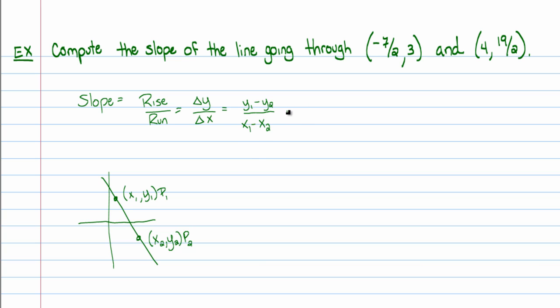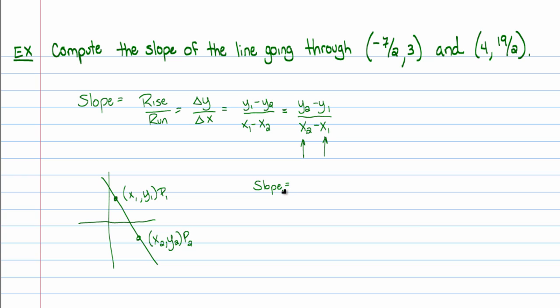Now, a lot of people, in fact most people, like to write it the other way around. They like to write it as y2 minus y1 over x2 minus x1. I don't really care which way you write it, except that where x2 is, y2 should be right above it. Where x1 is, y1 should be right above that. Okay, that's extremely important.